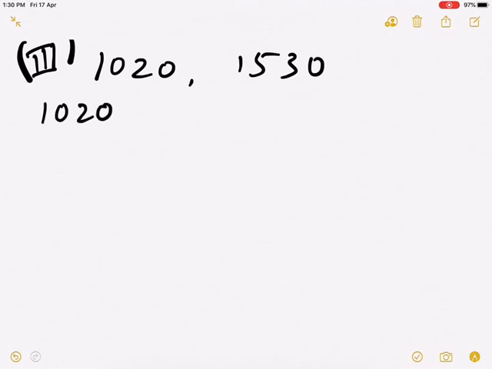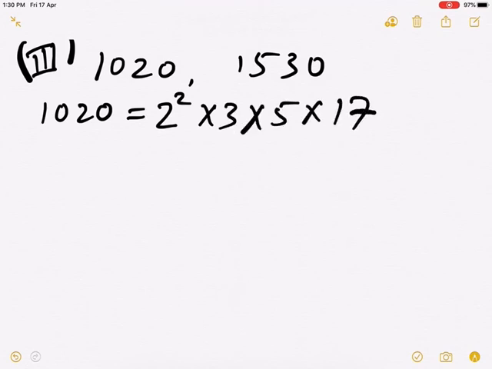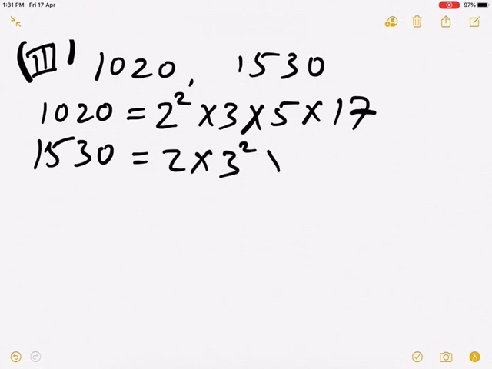Third part was finding out the LCM of 1020 and 1530. Now if we want to find out the LCM using the prime factorization method, then we'll prime factorize both 1020 and 1530. You can use the other method also. I'm just using the prime factorization method here. So 1020, if we prime factorize, we can write that as 2 square into 3 into 5 into 17. And 1530, it can be prime factorized as 2 into 3 square into 5 into 17.